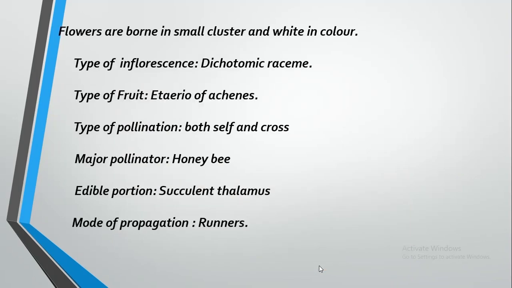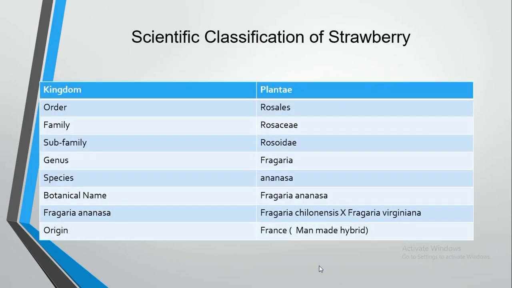The flowers of strawberry are borne in clusters and are white in color. Type of inflorescence is dichasial raceme. The type of fruit is etaerio of achenes. So, an etaerio is a fruit that develops from the merging of several ovaries. In strawberry, both self and cross pollination are present and is facilitated by honeybees. The edible portion is succulent thalamus, and mode of propagation is runners or stolon.